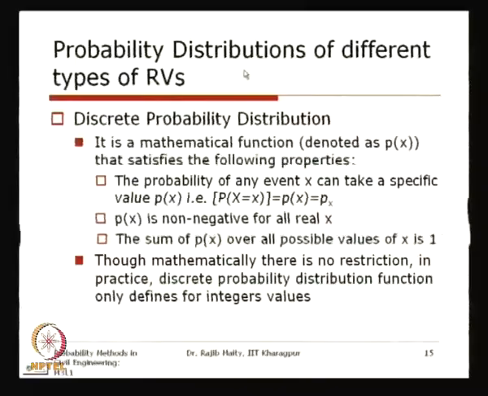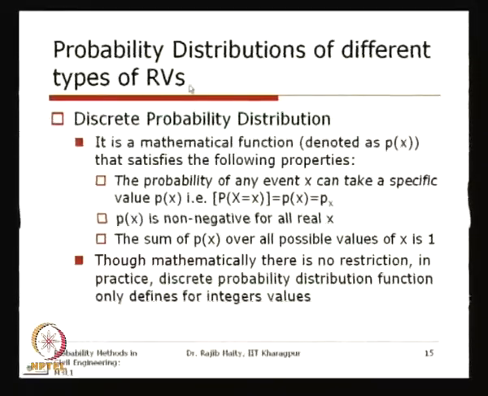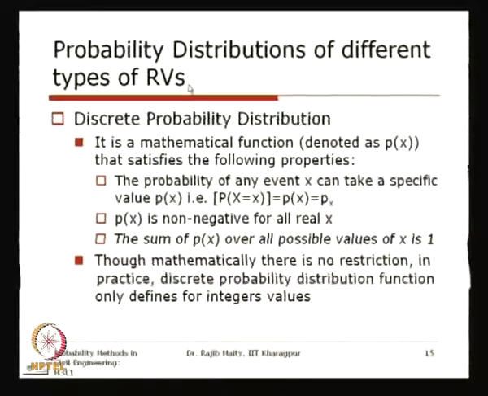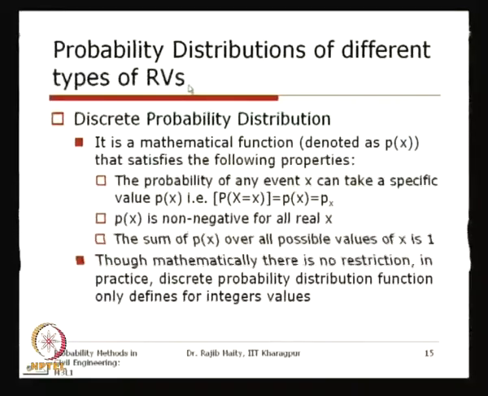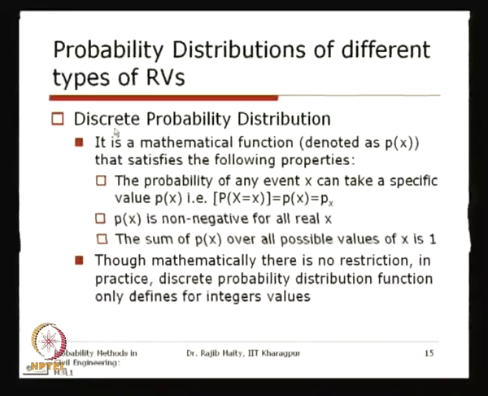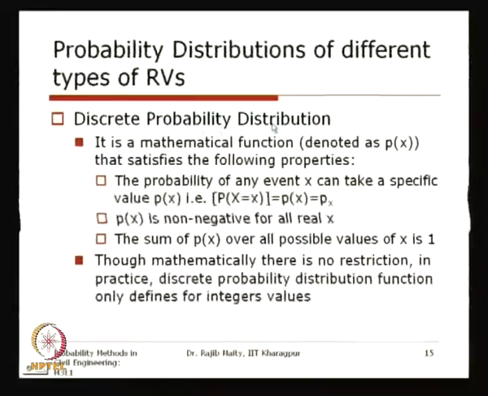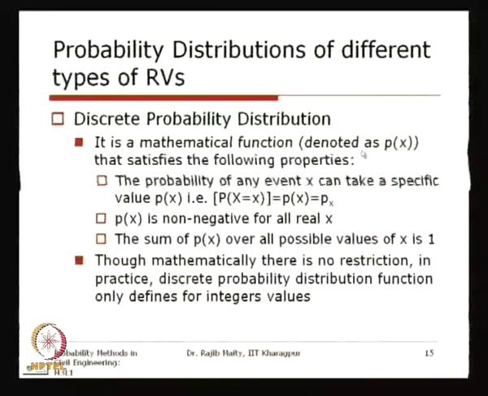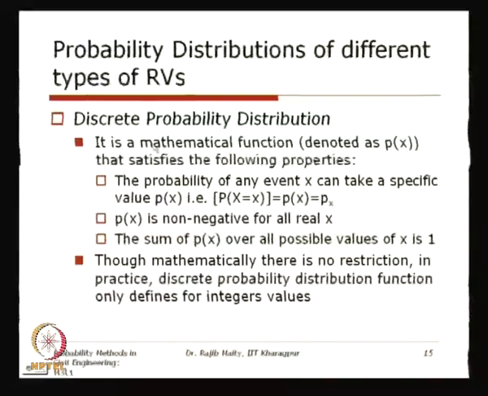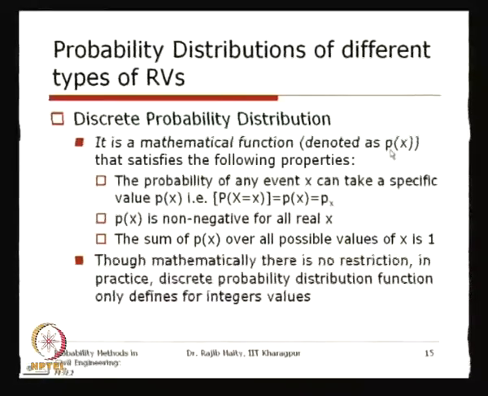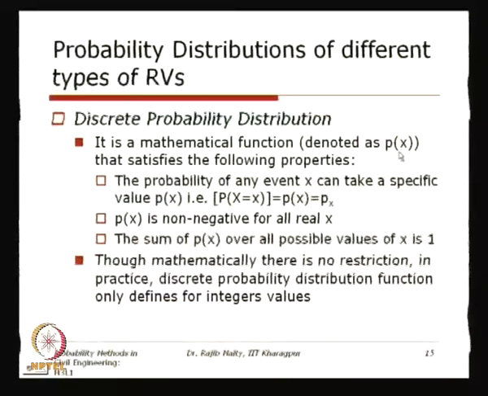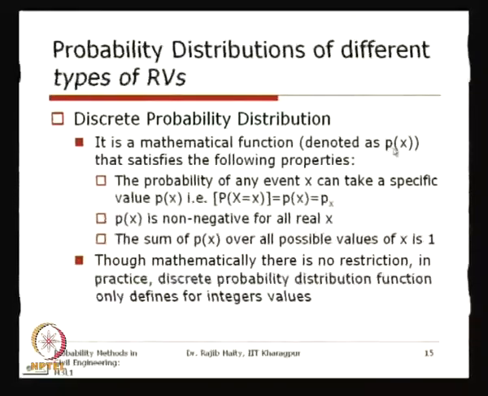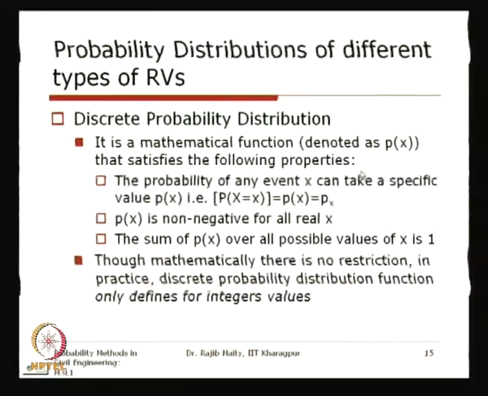Now, probability distribution of different types of random variables. We have discussed 3 different types of random variable. The first is the discrete random variable. We will see how it is defined: it is a mathematical function, generally denoted for the discrete case by p_X. This is also known as the probability mass function, which we will discuss later. It satisfies the following properties.